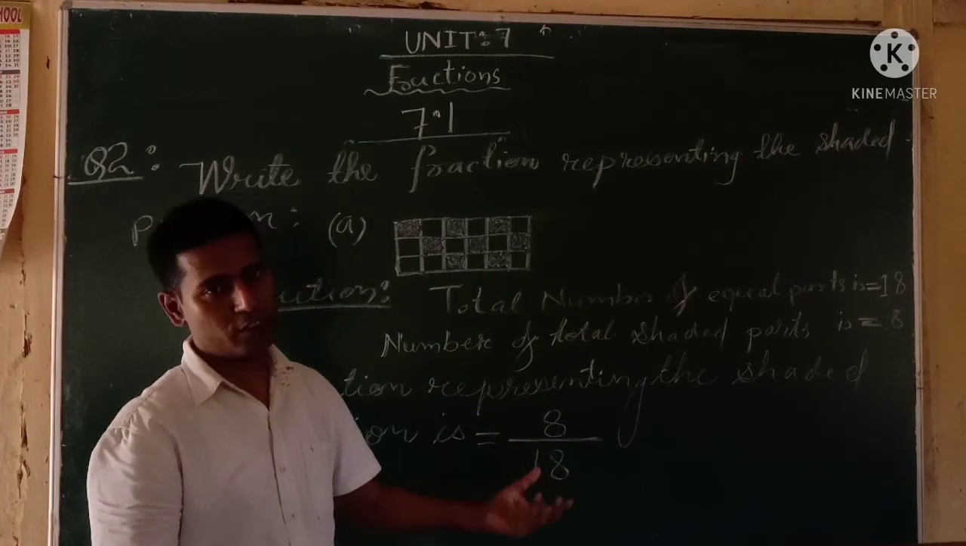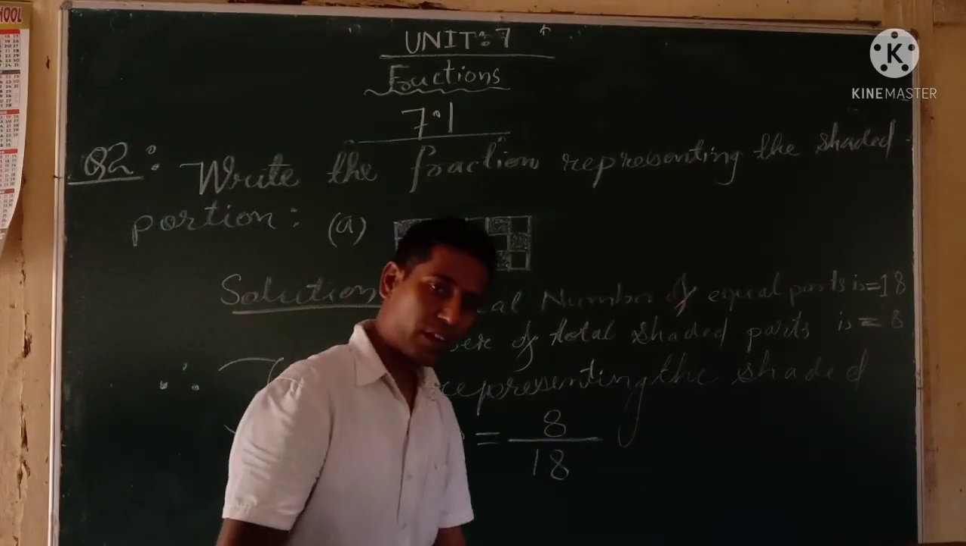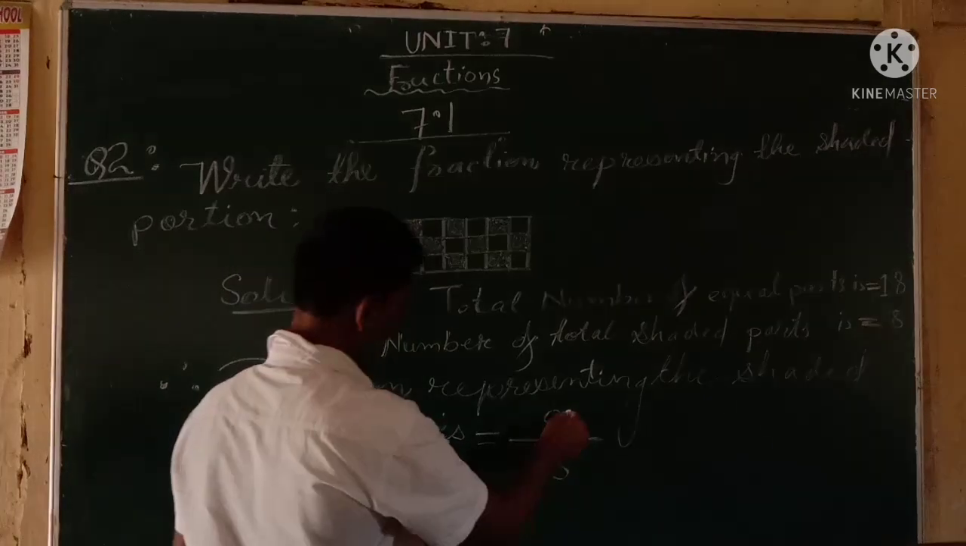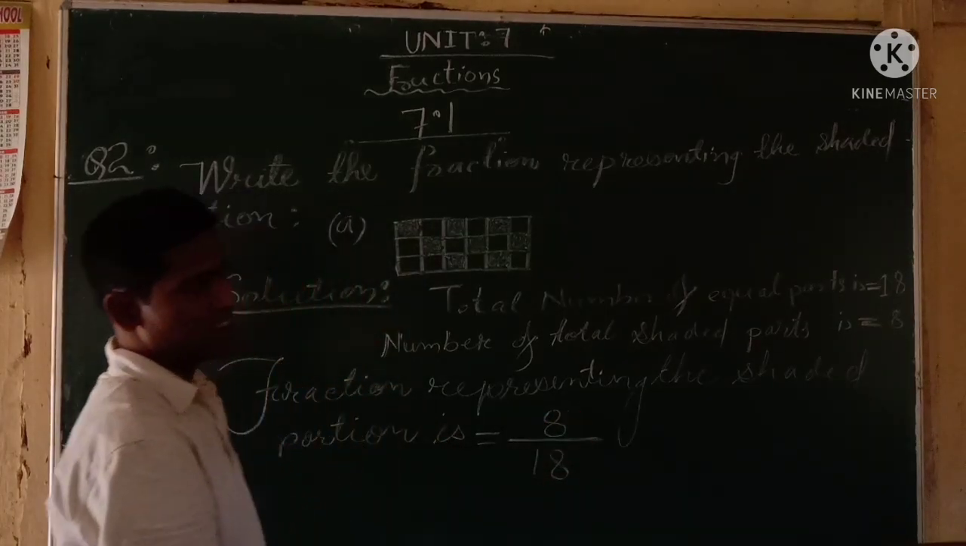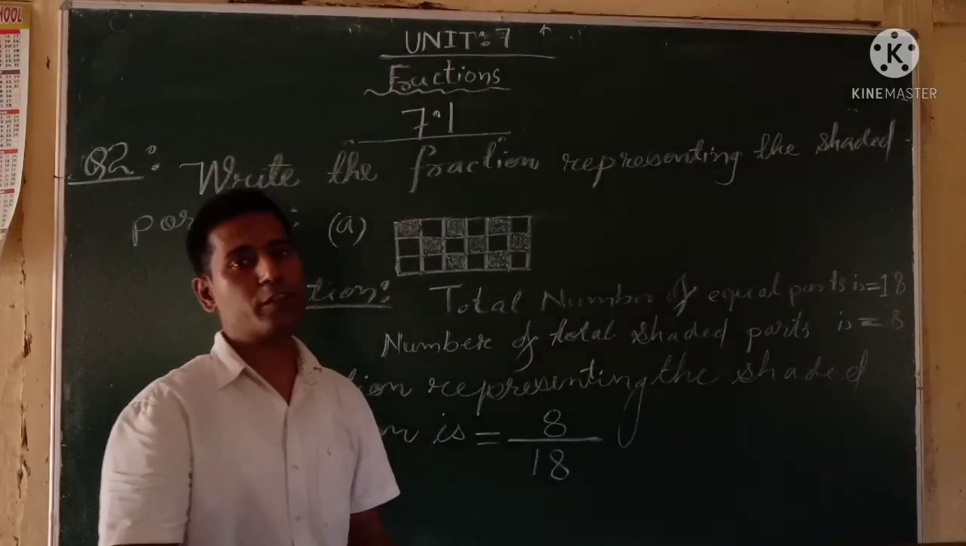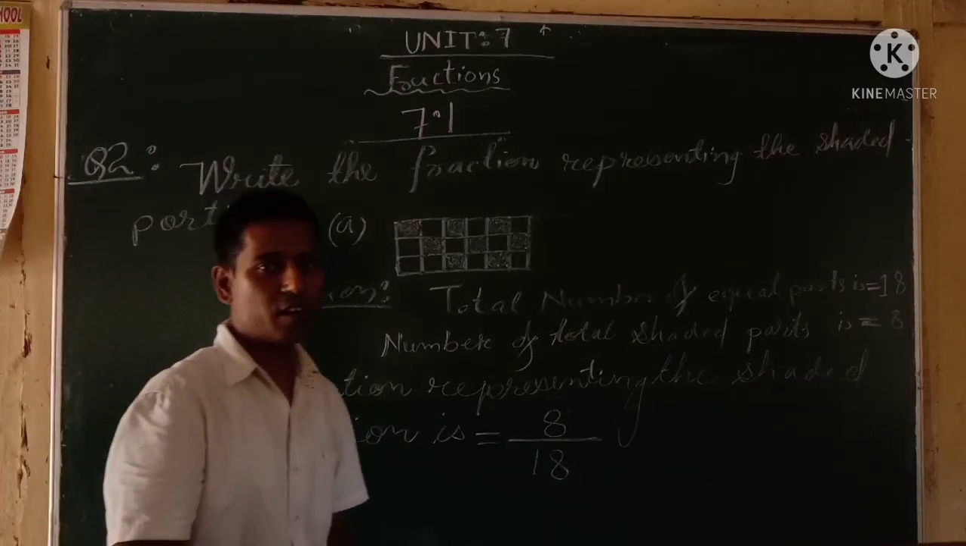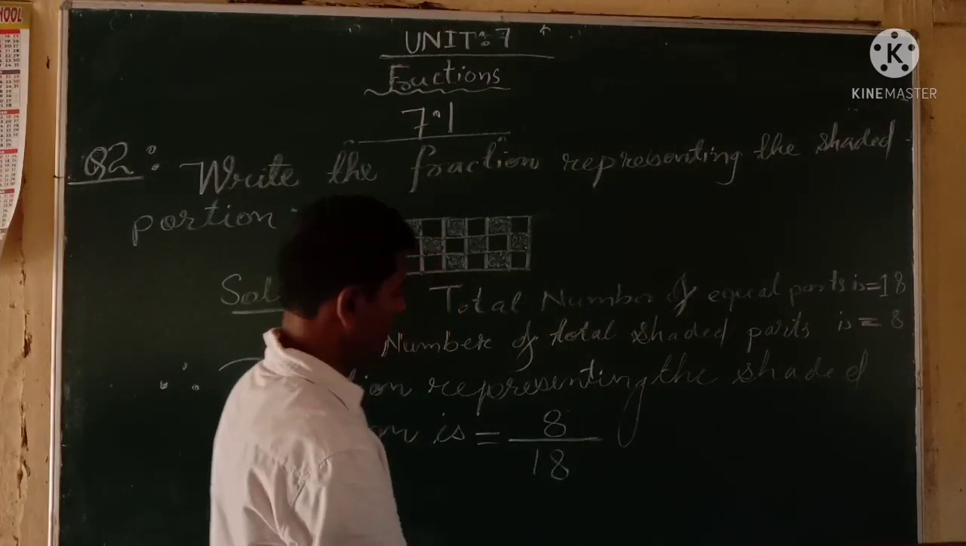That is our solution. And if you want, you can reduce it to the smallest term. Since 8 and 18 are both divisible by 2, 2 is the common divisor, or common factor, of 8 and 18.